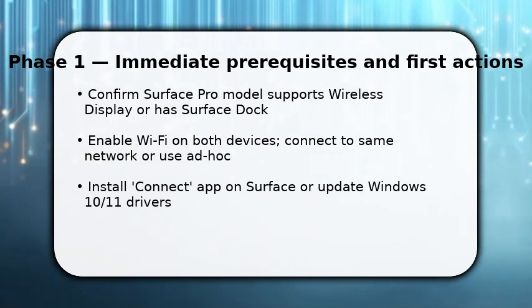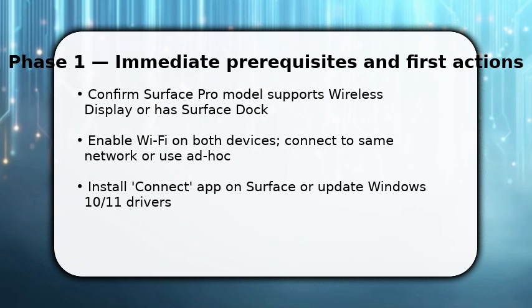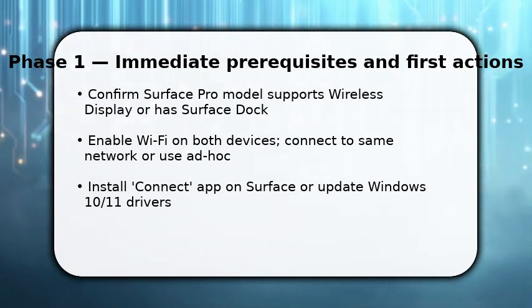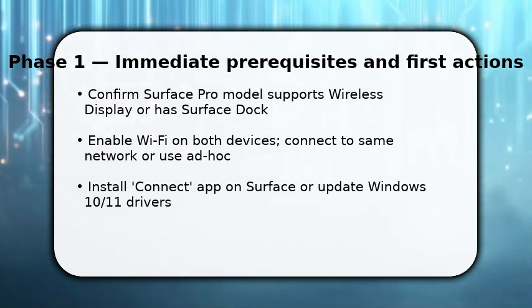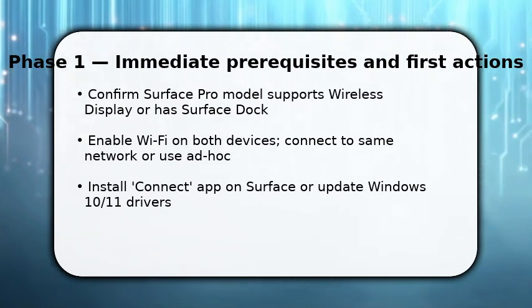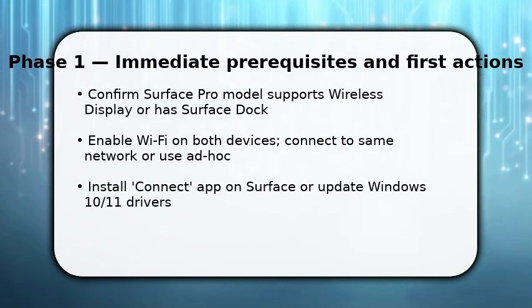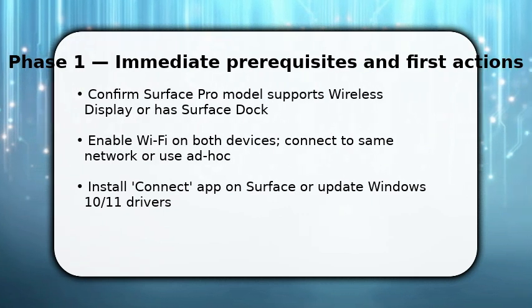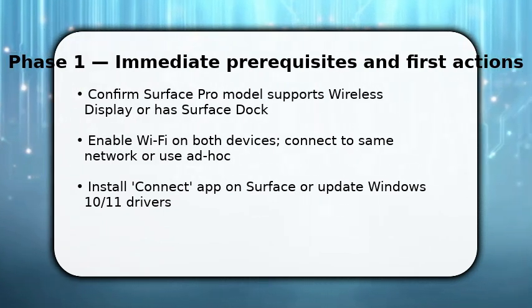On Surface, enable the Connect app or install the wireless display optional feature because Windows uses Miracast to mirror or extend. Once done, make sure the source PC has the latest graphics and wireless drivers. Outdated drivers block connection. Now, keep both screens unlocked and awake so the next step, initiating the projection, will find the Surface fast.